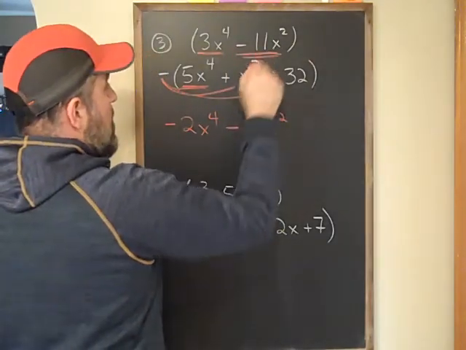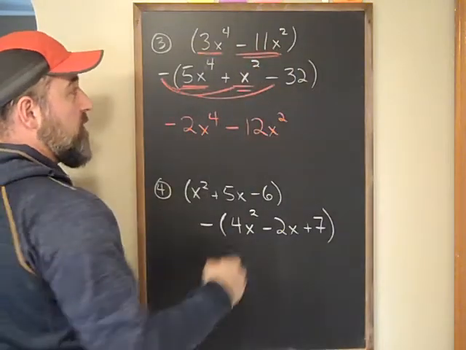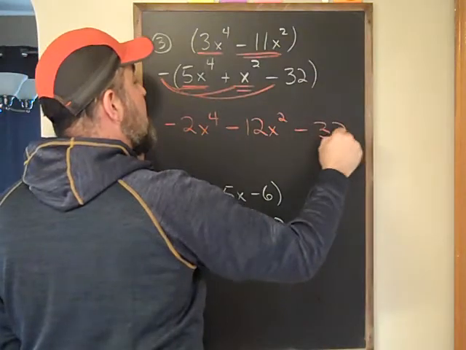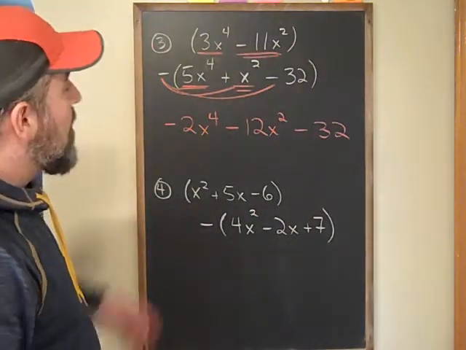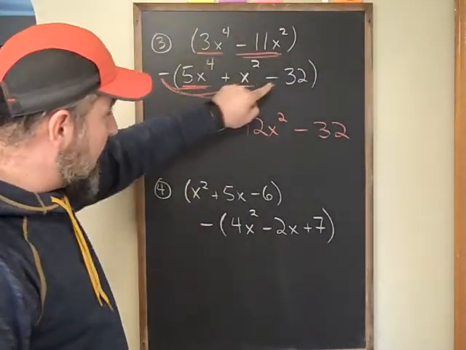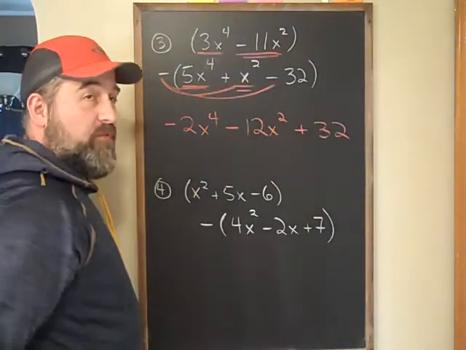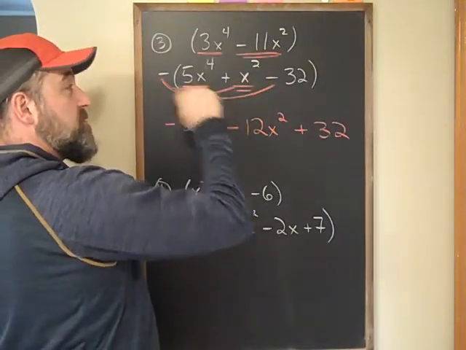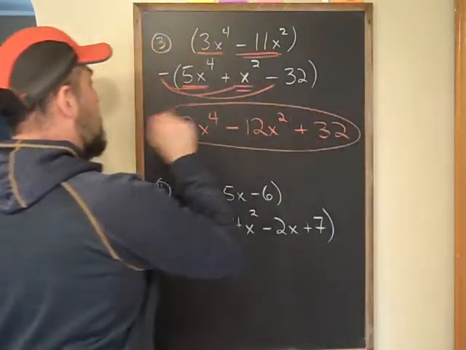We've taken care of combining the x to the fourth terms, combining the x squared terms. This term's hanging out there all by itself. Don't be this guy. Don't go, negative 32 minus 32. Why? Because it's a subtracted negative 32. So it's a plus 32. Watch out for that subtraction. Make sure you actually distribute it to all three terms. That is what number 3 simplifies to be.